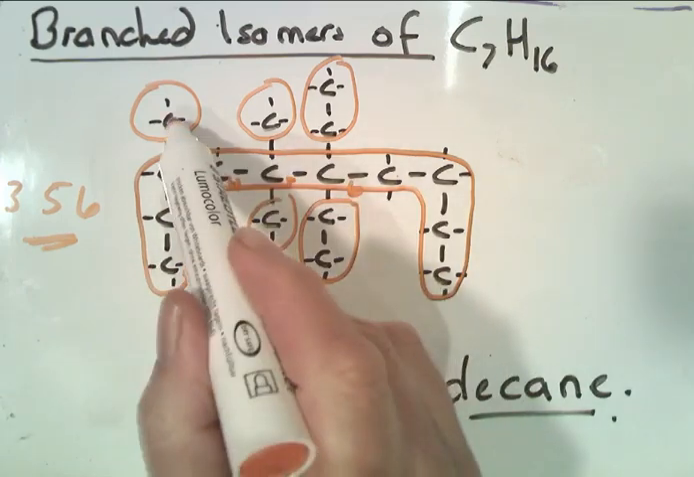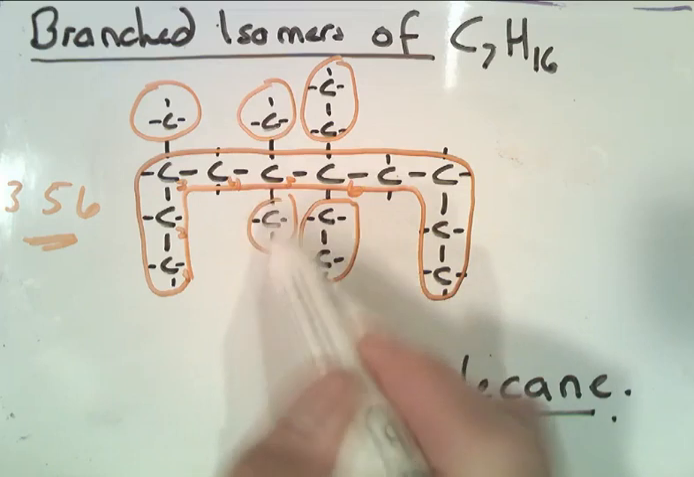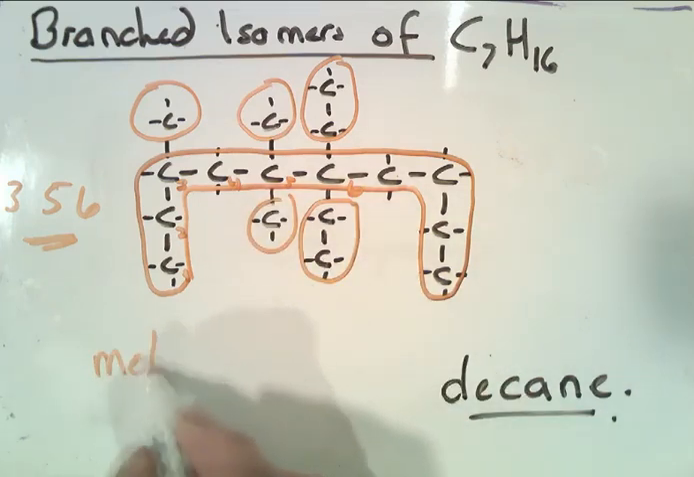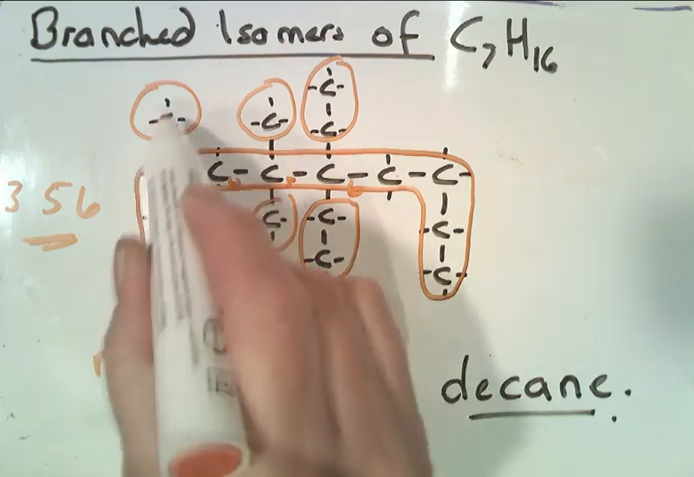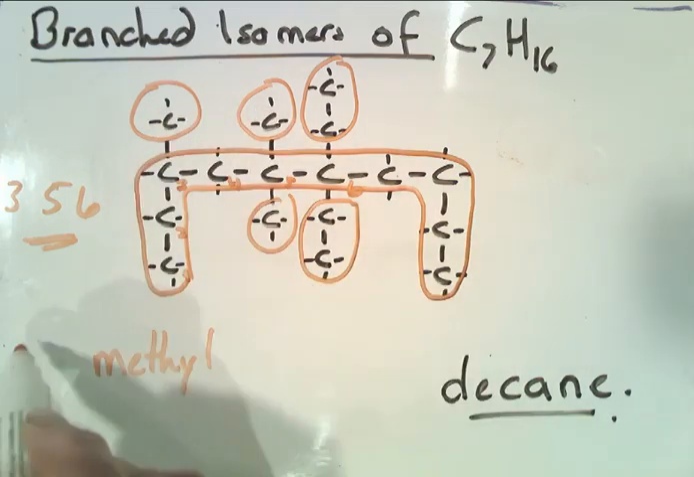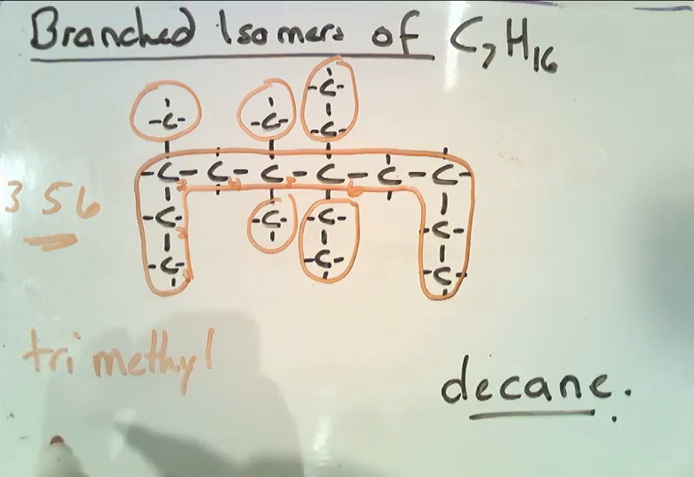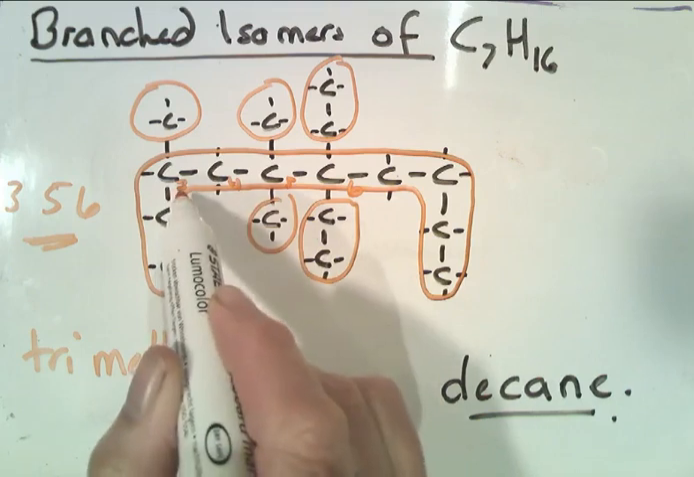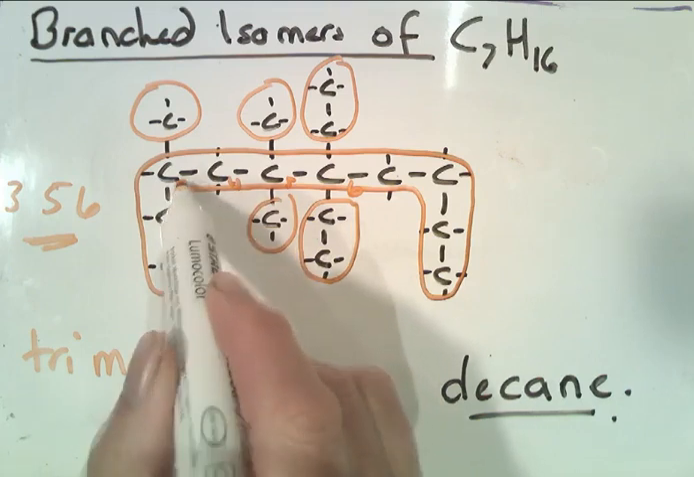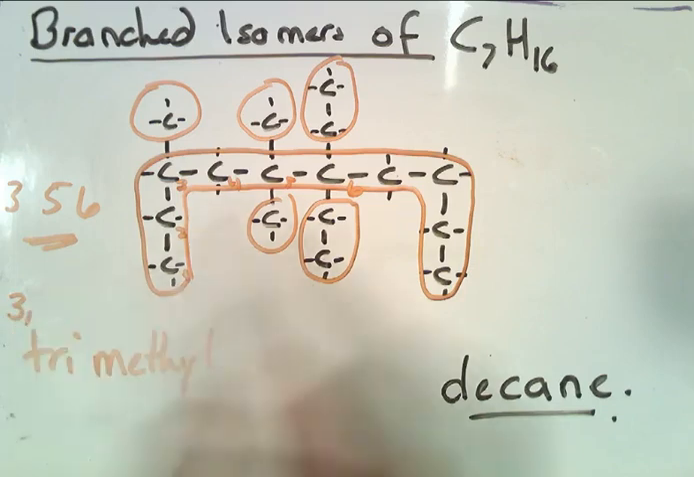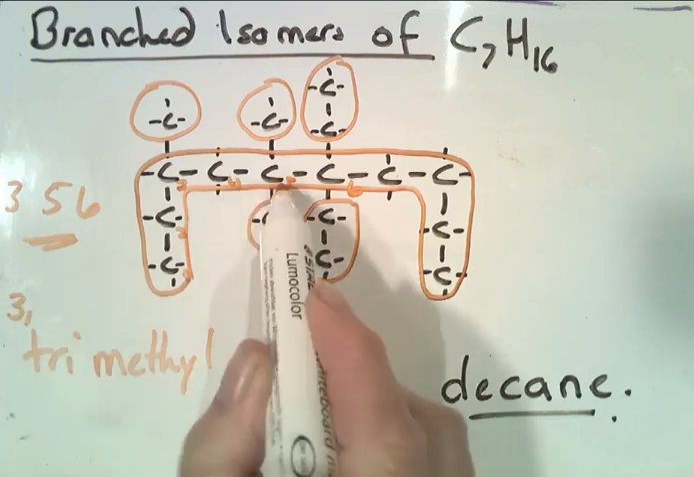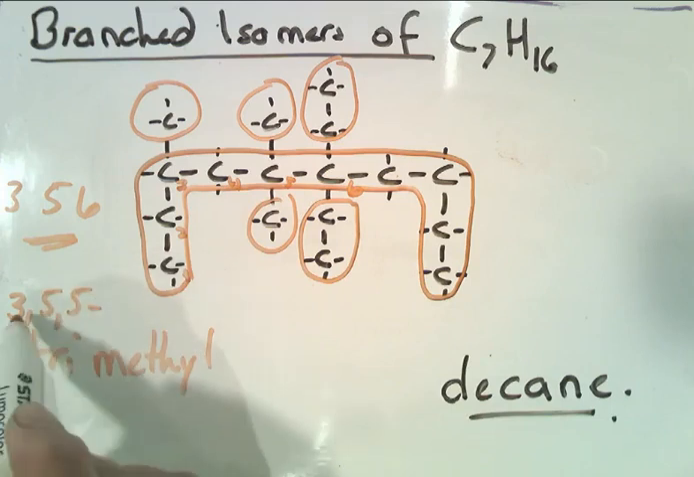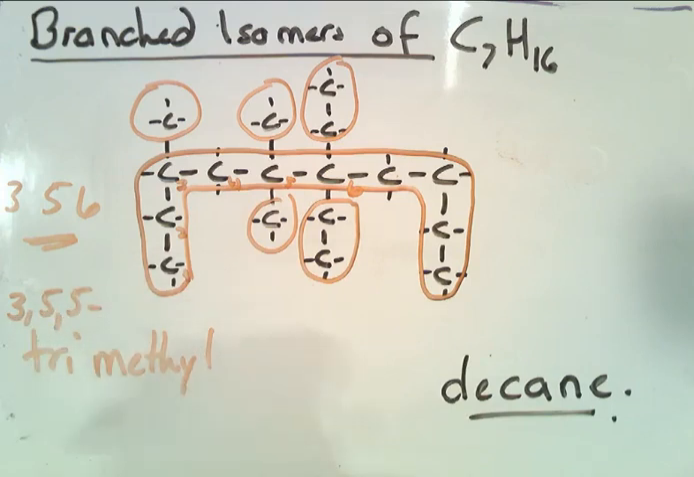If we have a look, we have 3 methyl groups. So we have methyl. And the prefix for 3, 1, 2, 3, is tri. So we have trimethyl. Our trimethyl are on 1, 2, 3. One of them is on the 3rd carbon, and the other 2, 4, 5, the other 2 are on the 5th carbons. So we have 3, 5, 5 trimethyl.